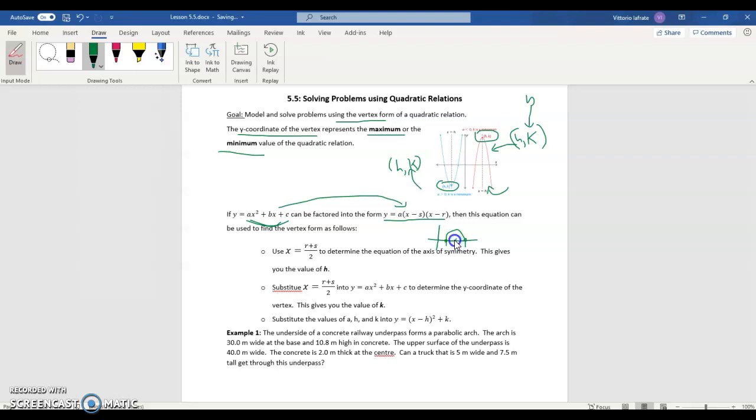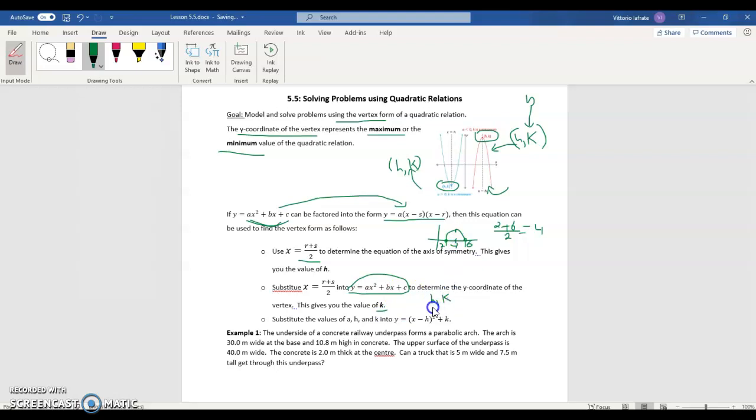To find the x value of your vertex, all you have to do is take your zeros, add them together, and divide by 2 to find the middle. For example, if the zeros were 2 and 6, you would do 2 plus 6, then divide by 2, which is 8 divided by 2, giving you 4. The x value here would be 4. Then you can plug this x value into your equation to find the y value, and that way you get your k, and you'll have your (h, k).